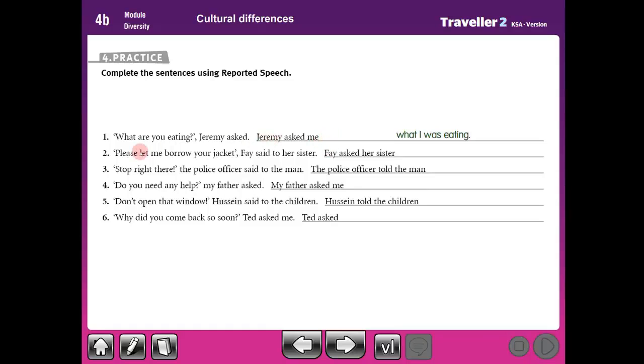Okay. Number 2. Please let me borrow your jacket. Fi said to her sister. Reported. Fi asked her sister. Yes. Affirmative. We use what? To let her borrow, instead of me, her jacket. To let her borrow her jacket. Okay. Do number 3 at home.